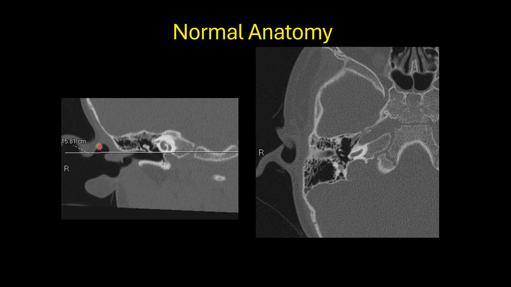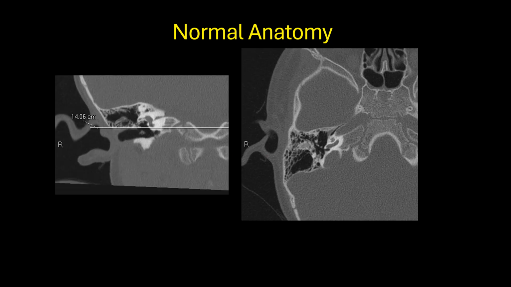Here we have the same coronal CT image and a slightly lower section of the axial CT image. On the axial, here we see the two dots of the ear ossicles. The anterior dot is the handle of the malleus and the posterior dot is the long process of the incus. And here also you can see the black air completely surrounding the ear ossicles.